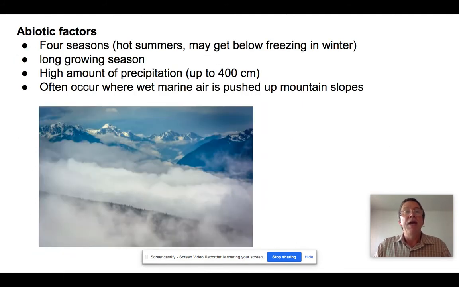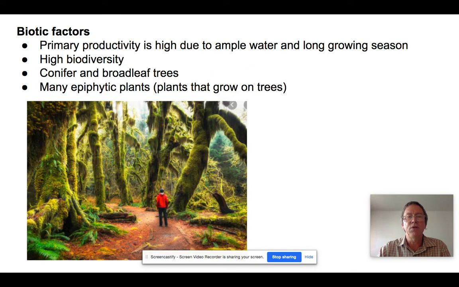So the abiotic factors would be there are 4 seasons. It is temperate. There's a long growing season. There's a very, very high amount of precipitation. And they often occur in places where marine air is pushed up and over mountain ranges, which is the case in Western Washington. We'll talk about that in a later unit. But that tends to drop a lot of precipitation, and that's what lets them be so productive.